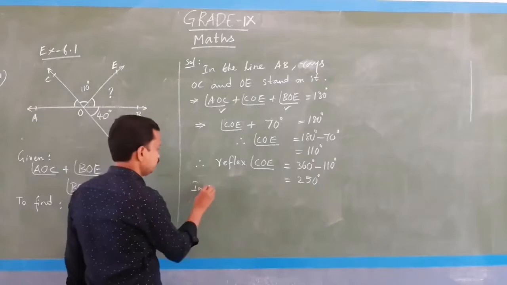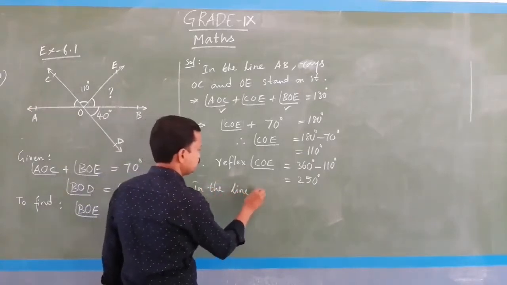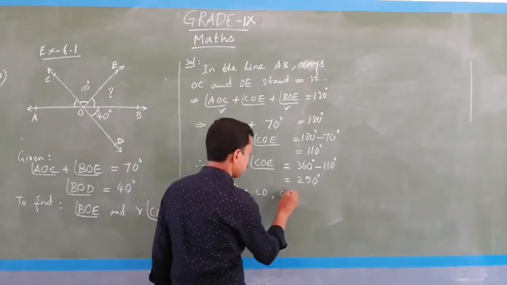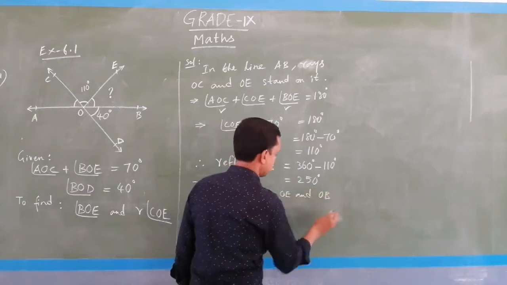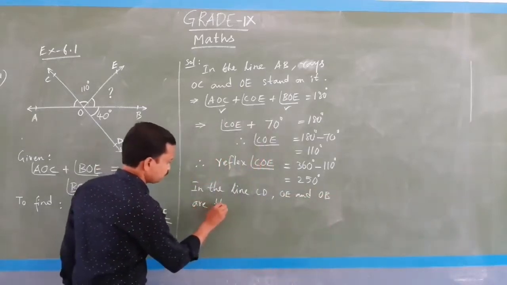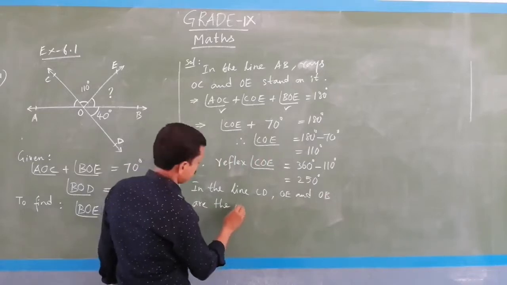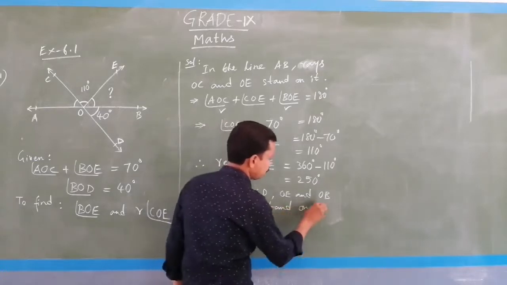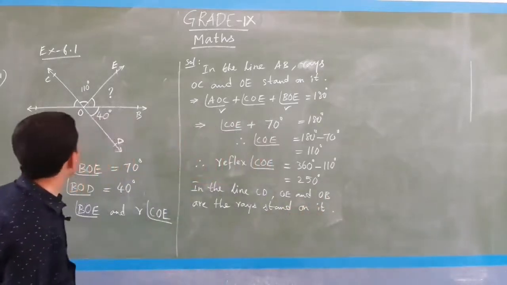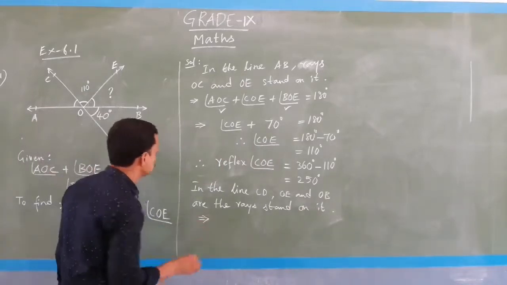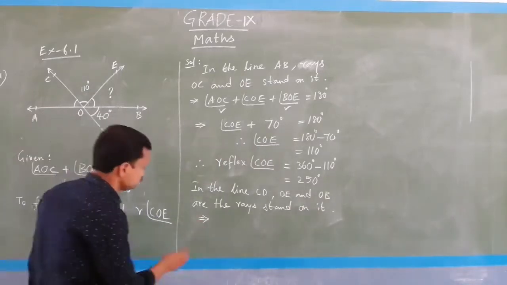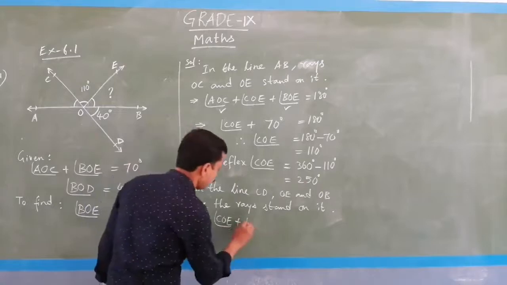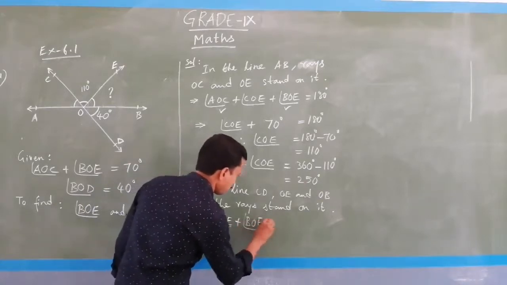So, in the line CD, OE and OB are the rays standing on it. So, therefore, we can have 3 angles, we can add it to 180, 110, that is COE plus BOE plus BOD.